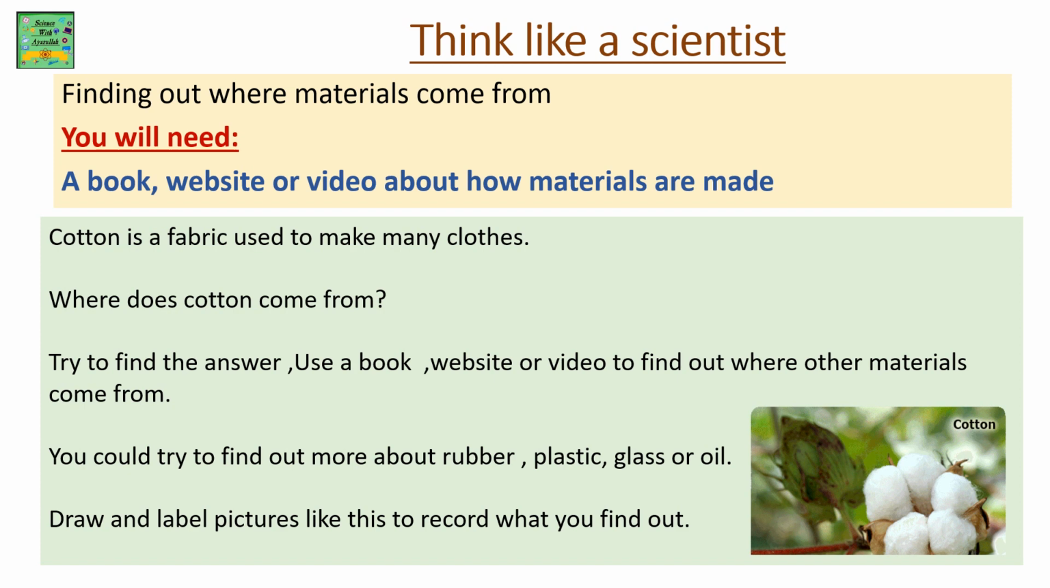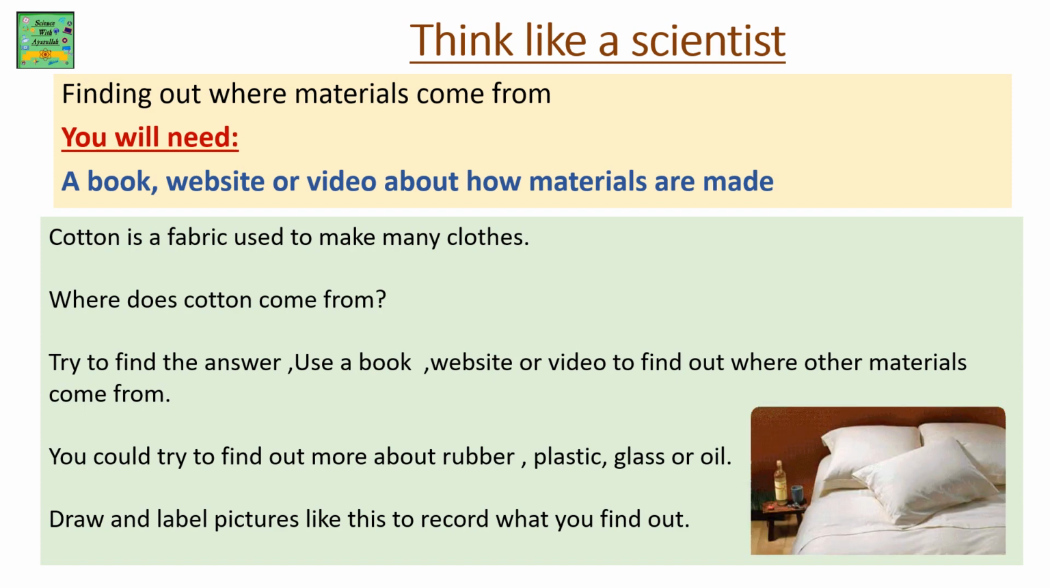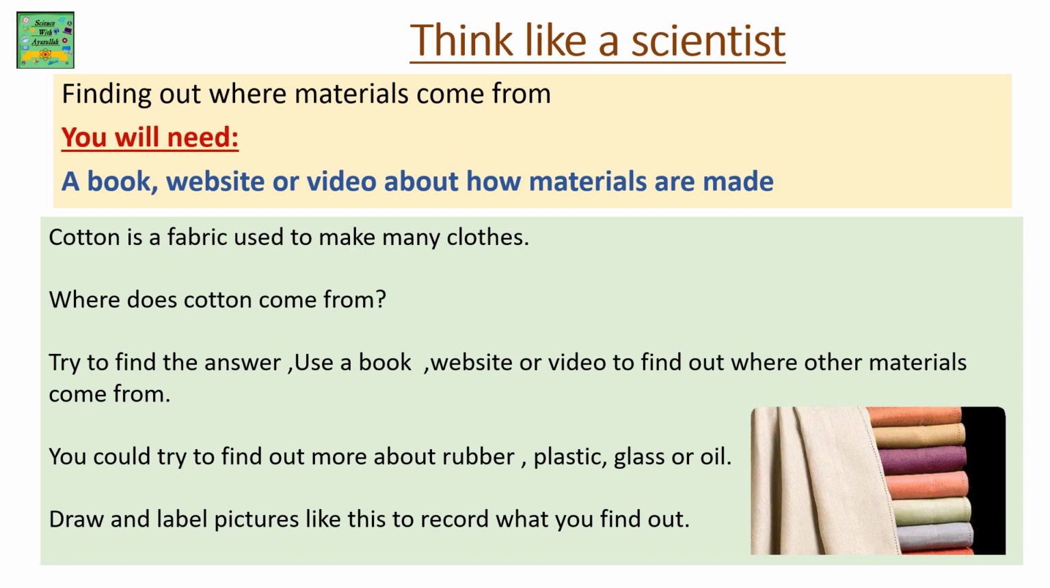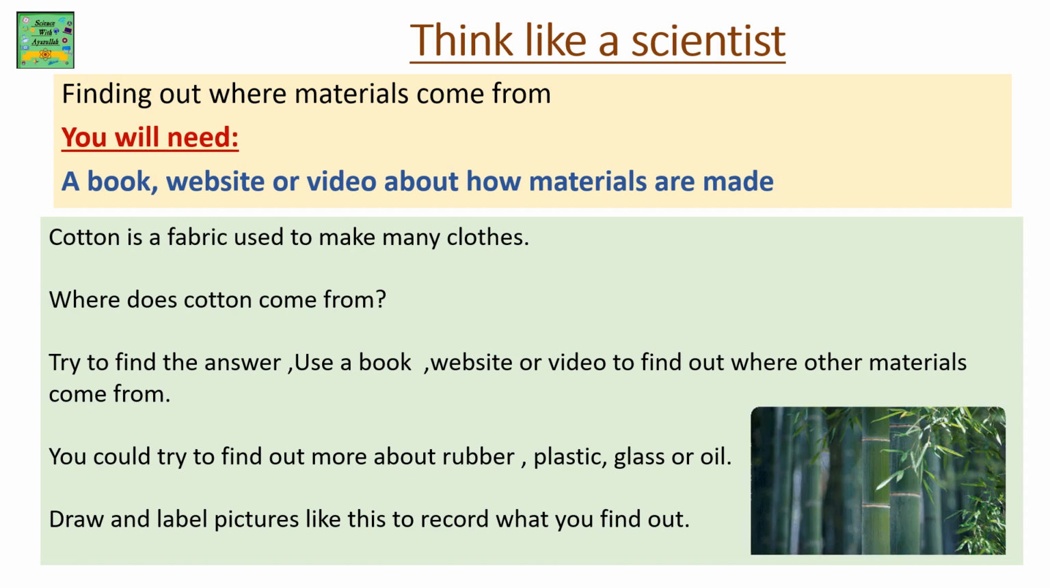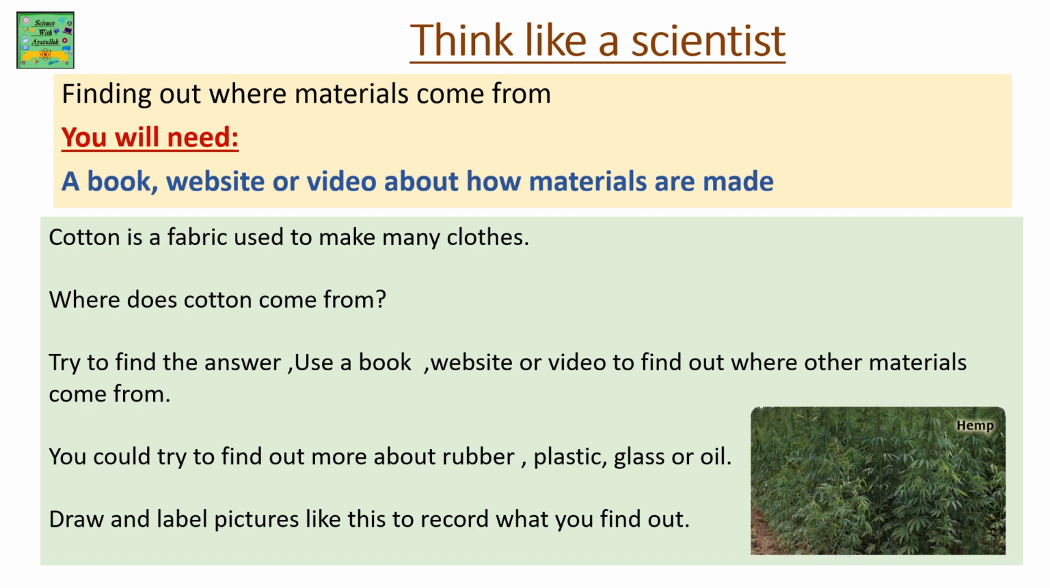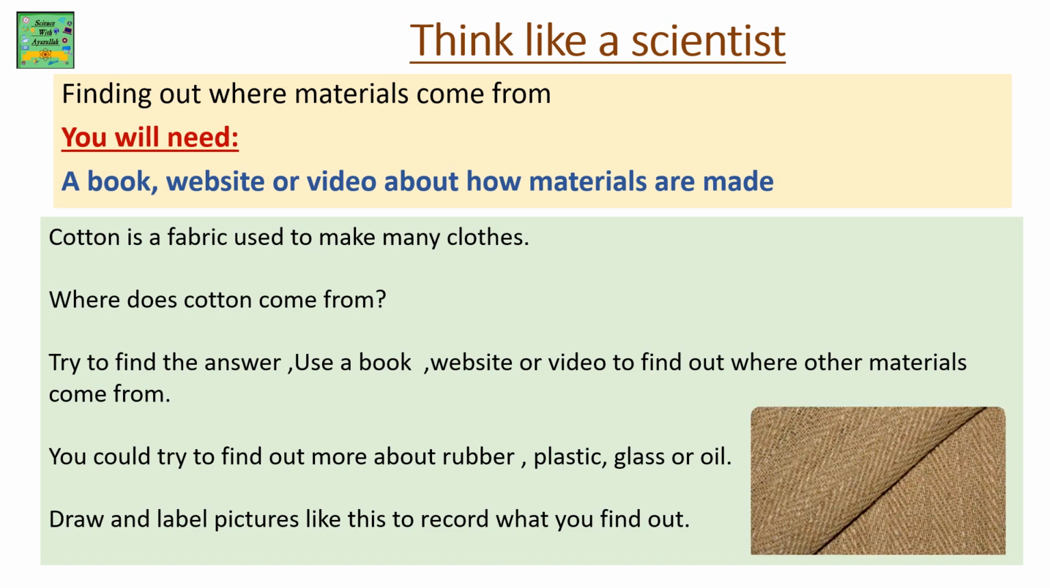Think like a scientist. Finding out where materials come from. You will need a book, website, or video about how materials are made. Cotton is a fabric used to make many clothes. Where does cotton come from? Try to find the answer using a book, website, or video to find out where other materials come from. You could try to find out more about rubber, plastic, glass, or oil. Draw and label pictures like this to record what you find.